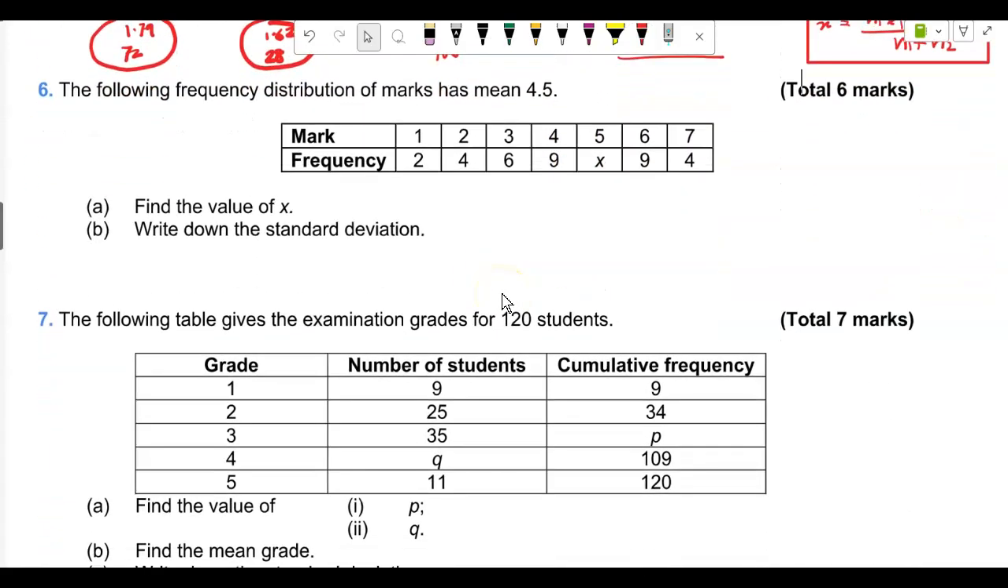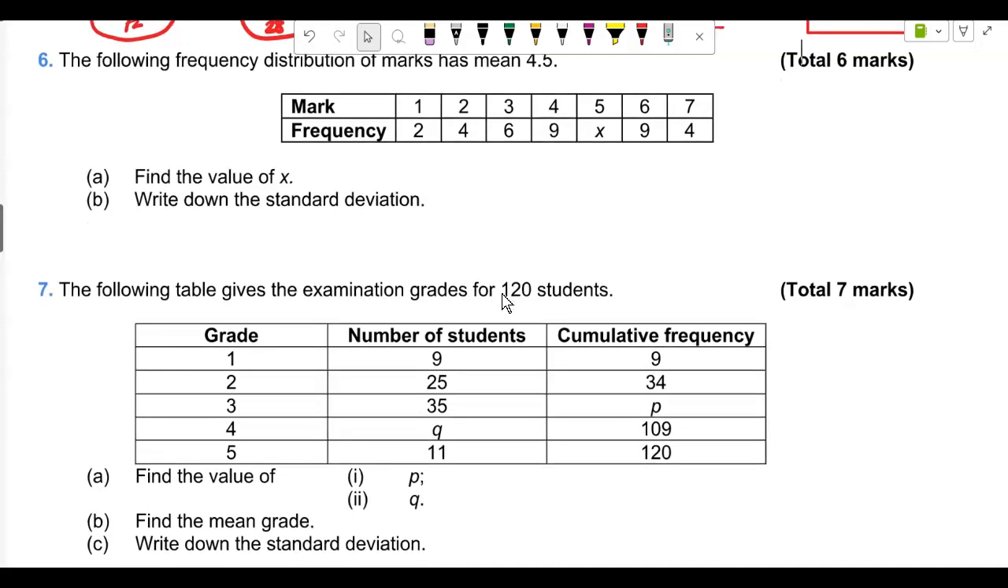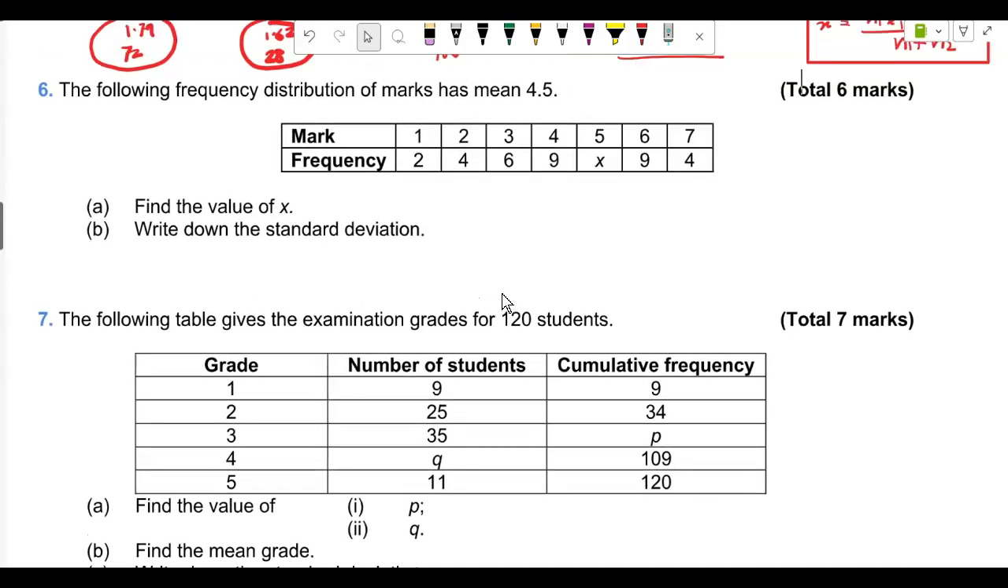Sixth one, try. How do you do that? You find the total number of things. You do 2 times 1 plus 4 times 2 plus 6 times 3 plus 9 times 4 plus 5 times x plus 9 times 6 plus 7 times 4, over the number. Mean is equal to sigma fx upon sigma f. So mean is 4.5, correct?